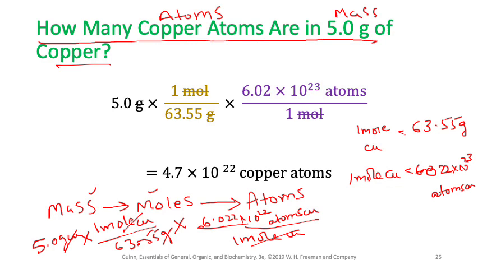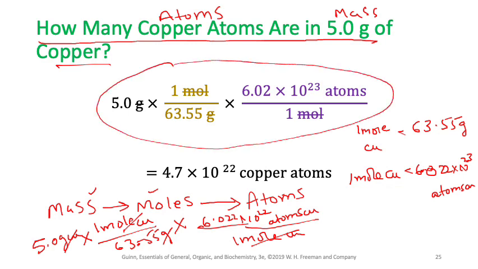Atoms of copper. So this is the same problem that we used on the bottom, right? Grams, 1 mole, 63.55, 6.022 10 to the power 23 atoms over 1 mole, everything gets cancelled. And when you multiply all the numbers and divide by the given number, you will end up with 4.7 10 to the power 22 copper atoms. So this is how you normally solve this kind of problem, right?